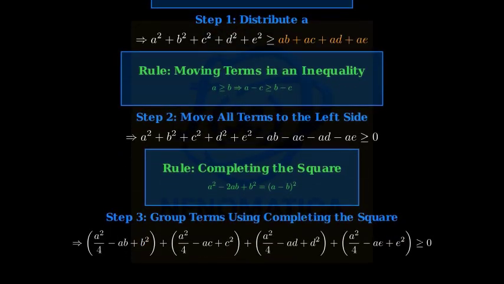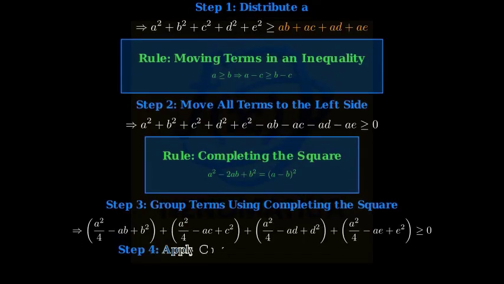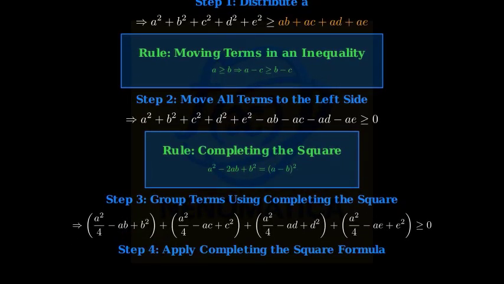We can write it as a squared over 4 minus ab plus b squared, plus a squared over 4 minus ac plus c squared, plus a squared over 4 minus ad plus d squared, plus a squared over 4 minus ae plus e squared. Notice that we've split a squared into 4 equal parts, with a squared over 4 going to each group. Let's now apply the completing the square formula to each group.